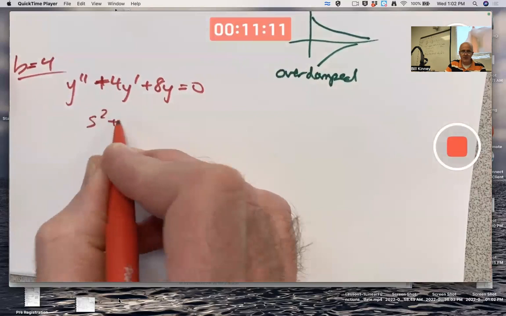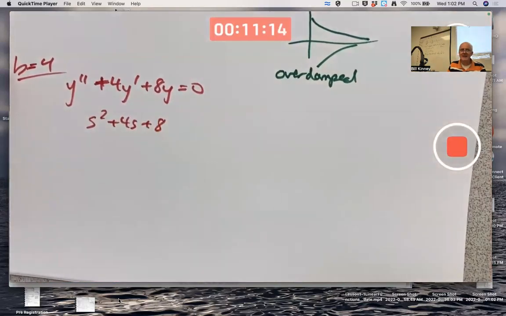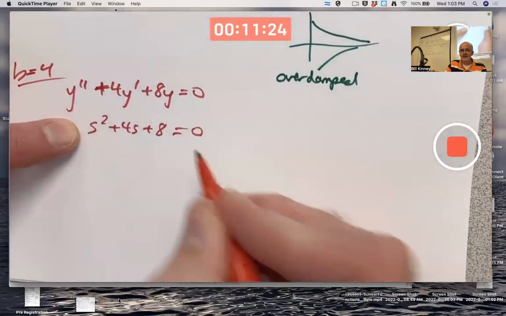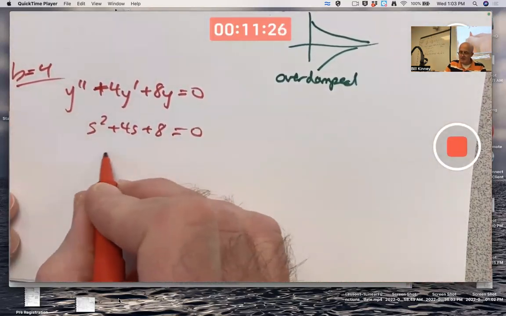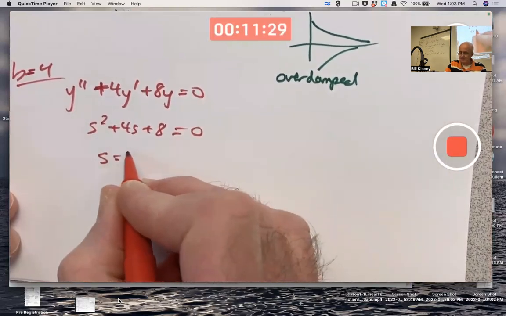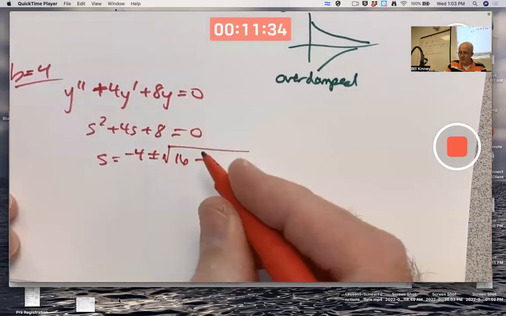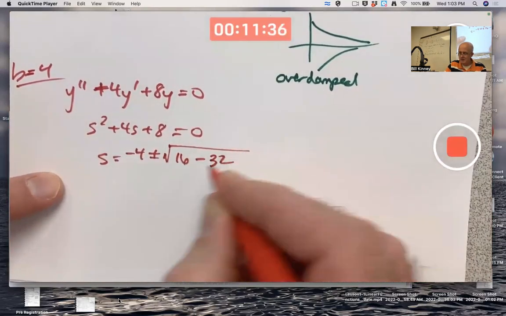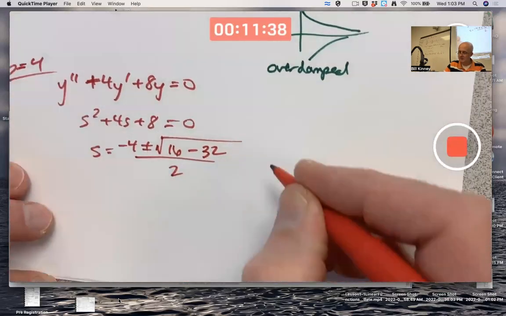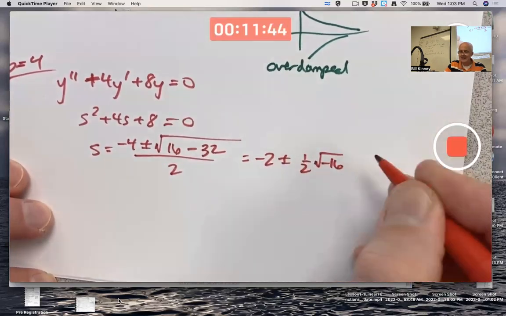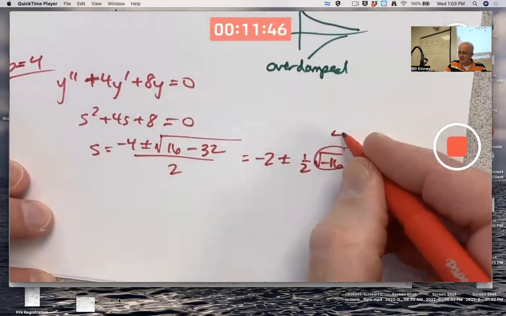S squared plus 4s plus 8. And if you haven't noticed already, the coefficients of the second order differential equation become the coefficients of the quadratic function. Roots of that, though, are complex numbers. We need the quadratic formula. -4 plus or minus square root of 4 squared is 16, minus 4 times 1 times 8 is minus 32, over 2 times 1. This becomes -2 plus or minus 1/2 square root of -16. Replace square root of -16 with 4i.